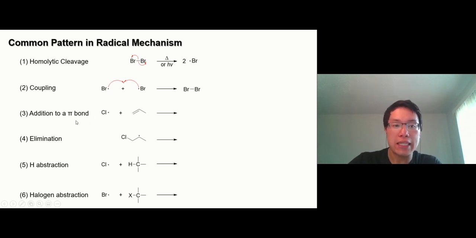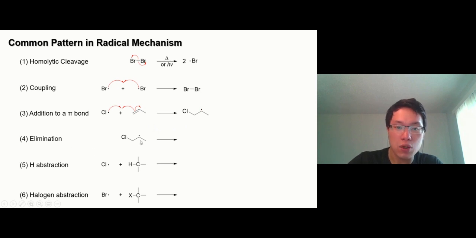The next one is addition to a pi bond. So basically, this chlorine is going to form a bond with this carbon right here. We use these two arrows to show it, and this process involves breaking this pi bond. So one electron goes to form a bond with chlorine, the other electron is going to stay on the carbon. Shown like that, right? So you're going to get the radical in the middle here.